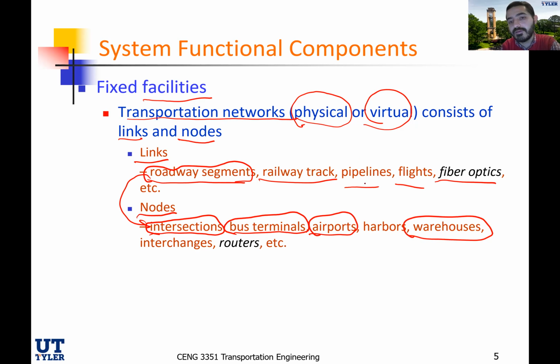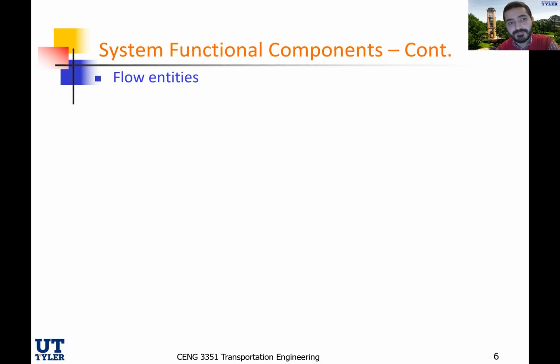If we're talking about pipelines, or if we're talking about fiber optics, it's going to be maybe even a router. A router, that's a node. So that's basically what a fixed facility is all about: links as well as nodes.